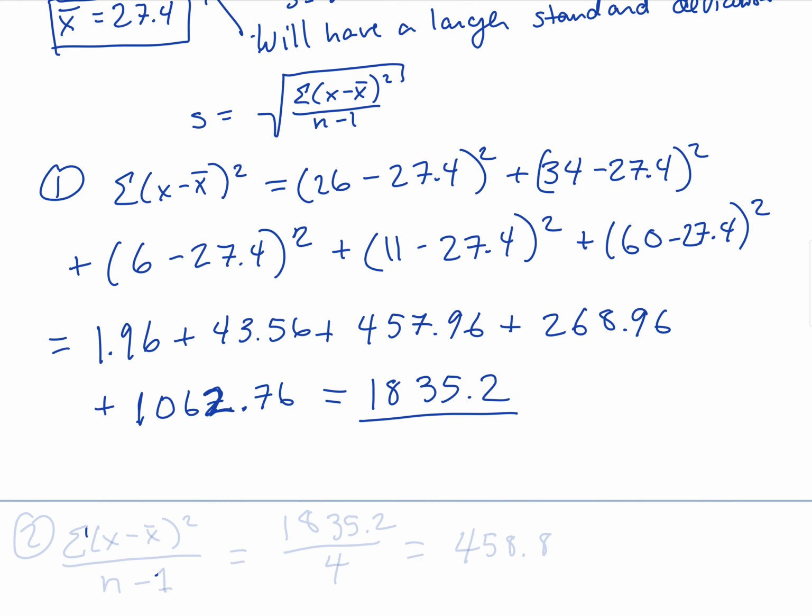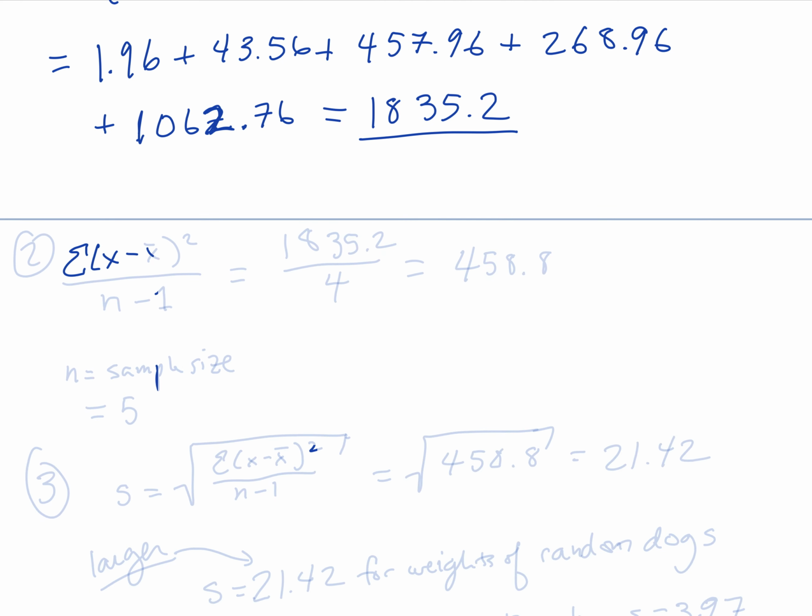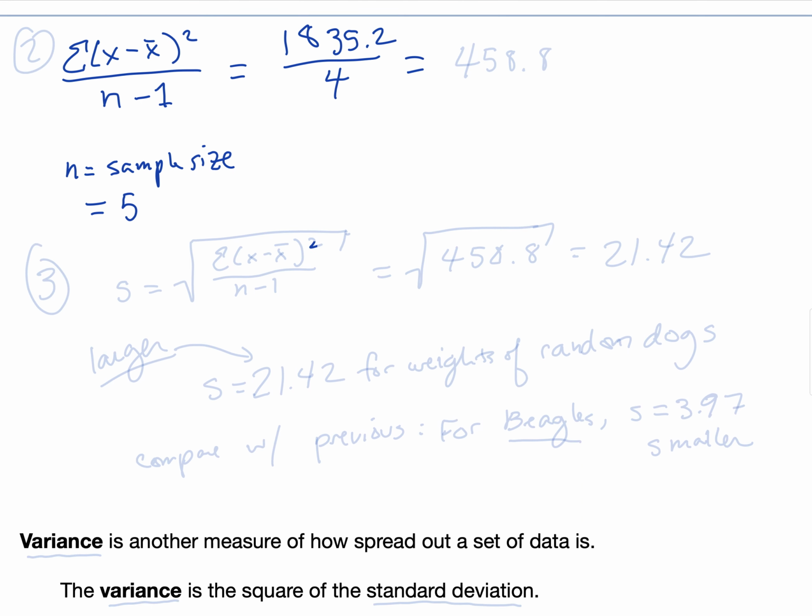So we now take the sum of those squared differences of the data value minus the mean and divide by n minus 1, where n is the sample size. So the sample size in this case, there were 5 values, so the sample size is 5, and so we are taking what we calculated above, 1835.2 divided by 5 minus 1, divided by 4, and we get 458.8 when we finish that division.